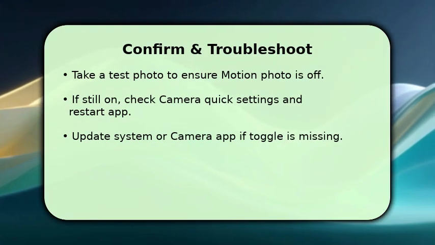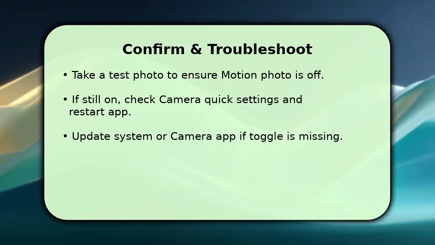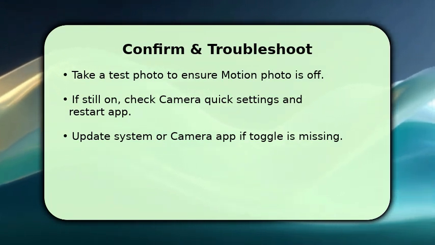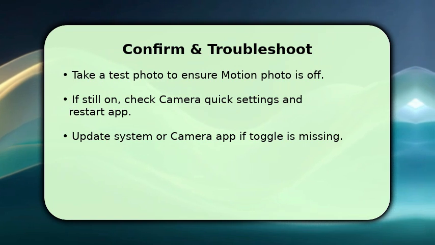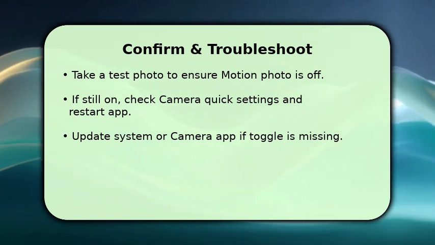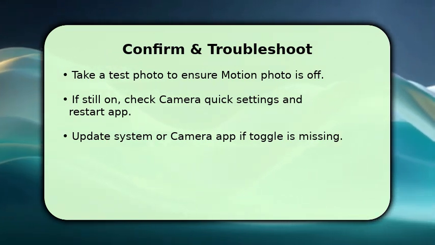To finish, take a quick test photo and view it in gallery to verify there's no motion playback. If the motion indicator still appears, close the camera app fully or reboot the phone and try again. Sometimes settings need a restart.